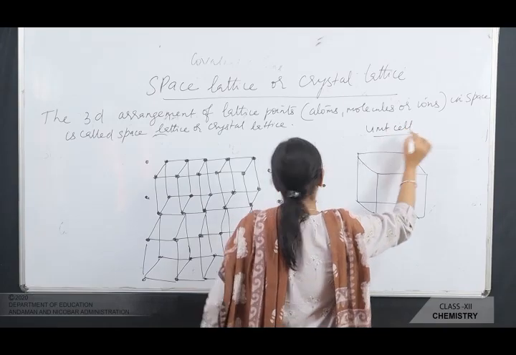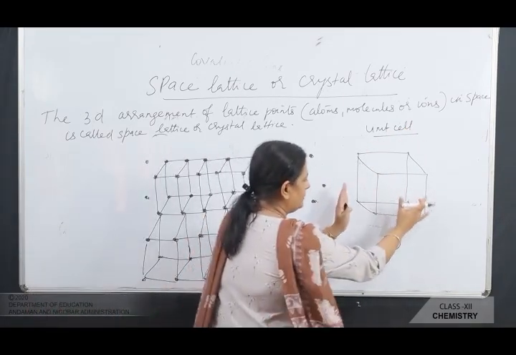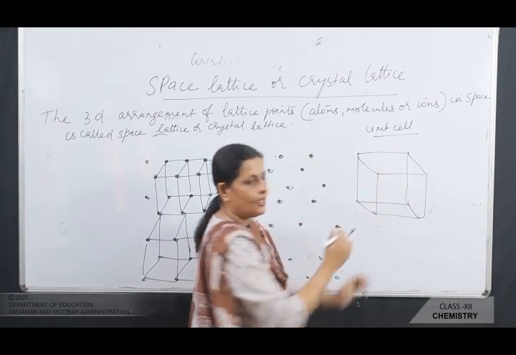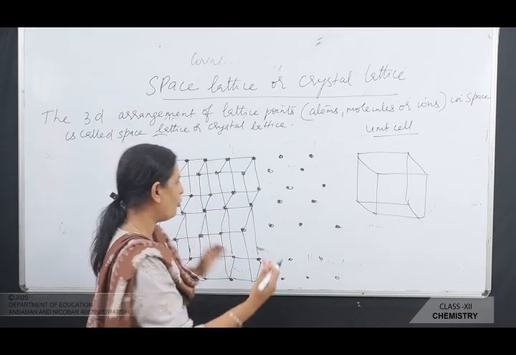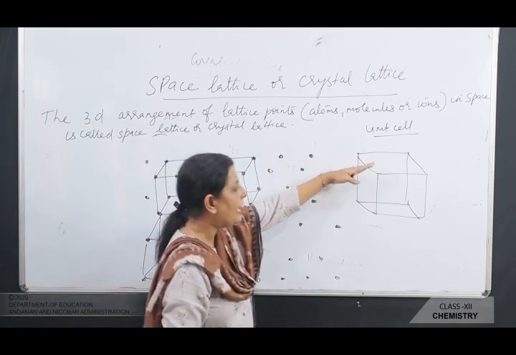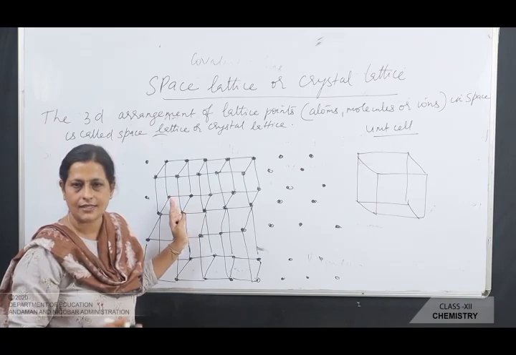Now here which is the unit cell in this crystal lattice? It's having a cubical shape. What I have drawn here represents the unit cell. So what is unit cell? A part of the crystal lattice which on repetition gives you the entire crystal. So the unit cell will have all the properties of the crystal lattice. Is it clear?